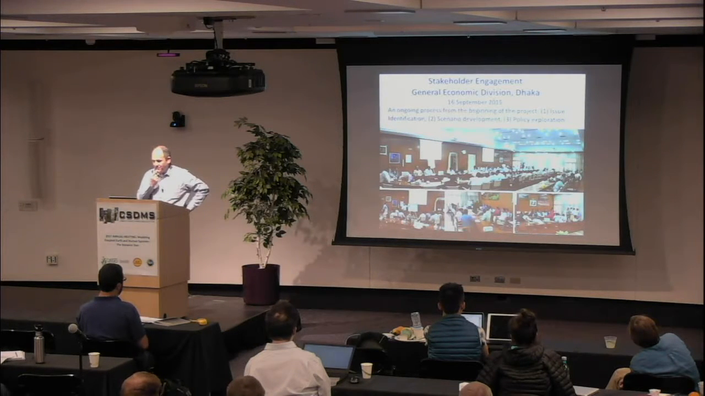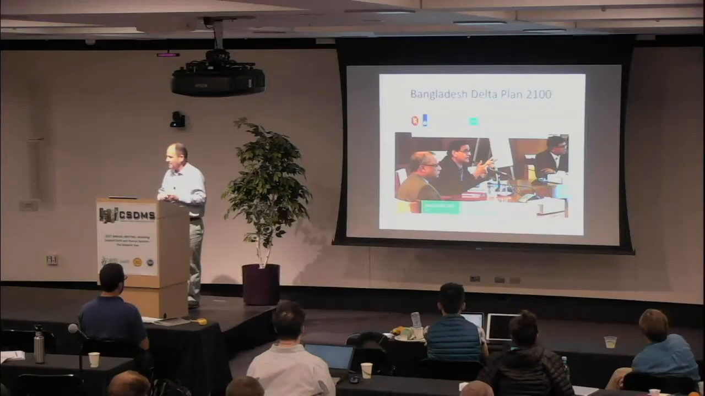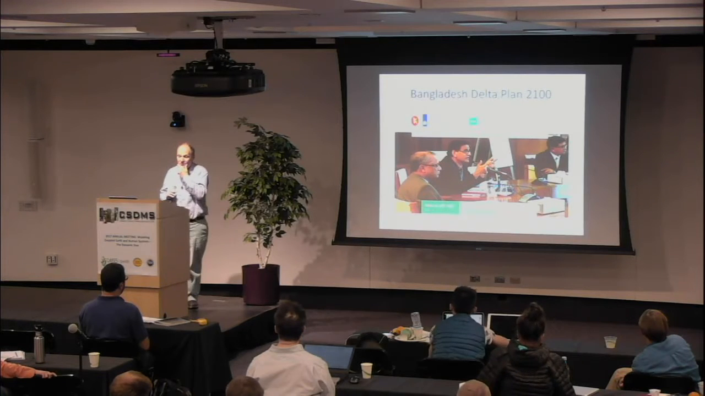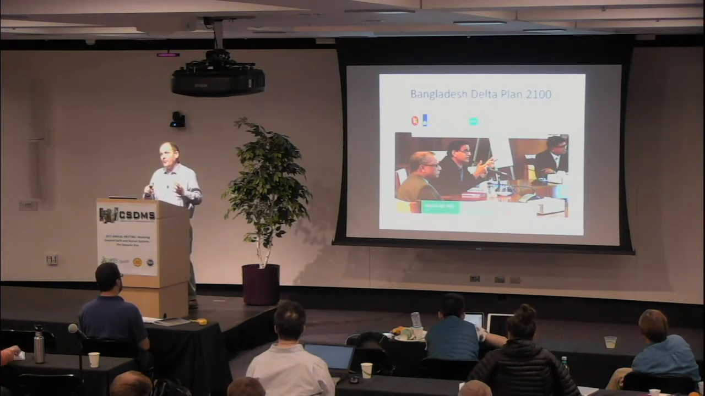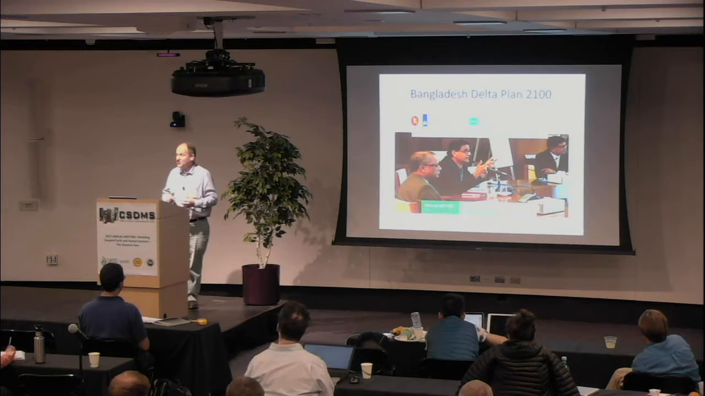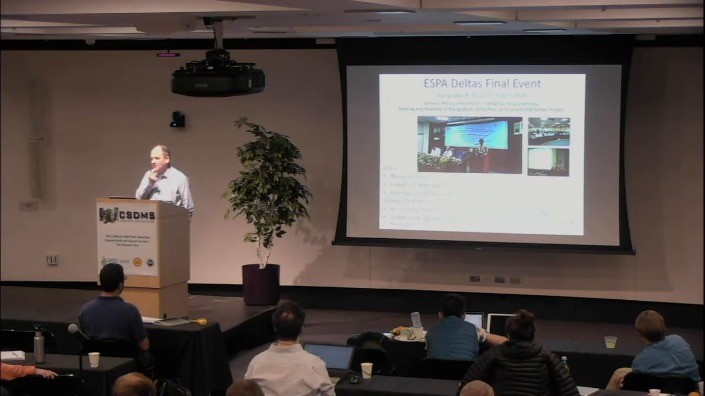So just to tie up then, how does this relate to policy? Well, we had this stakeholder engagement, and this is one of the events we held in the Planning Commission in Bangladesh. As we were doing the project, this Bangladesh Delta Plan came along, which is funded by the government of the Netherlands and is taking a much more holistic view of the future of Bangladesh than has been done before. And they made the comment that before this, nobody had really thought so holistically about Bangladesh as in the ESPA Deltas project. So we naturally found strong engagement, and they facilitated a lot of our workshops, which really helped with stakeholder engagement. And there was even a final event looking at the Delta Plan and our work.